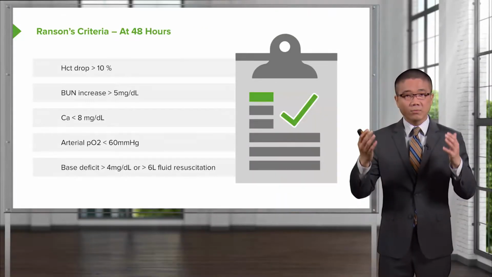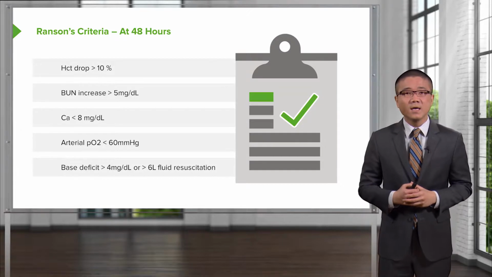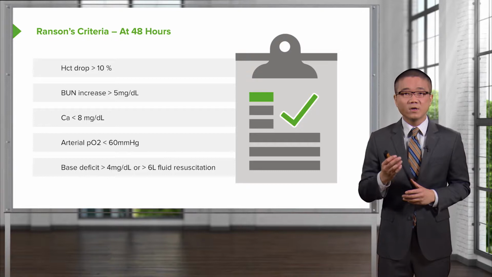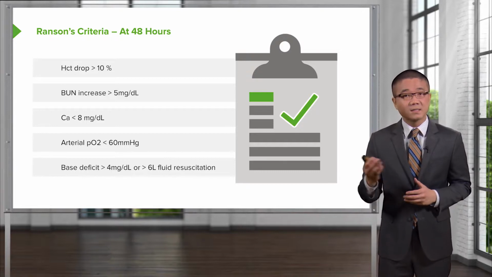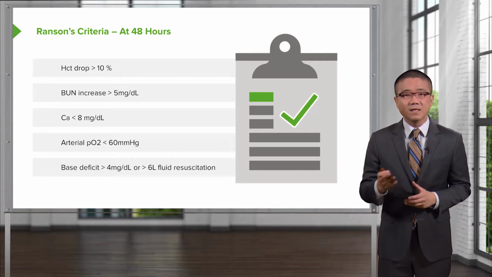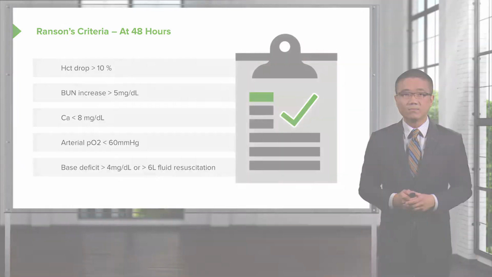The common theme through all of these Ranson's criteria is to suggest to you that if a patient with acute pancreatitis receives a very aggressive resuscitation or extensive resuscitation, they may have more severe disease and may lead to complications.